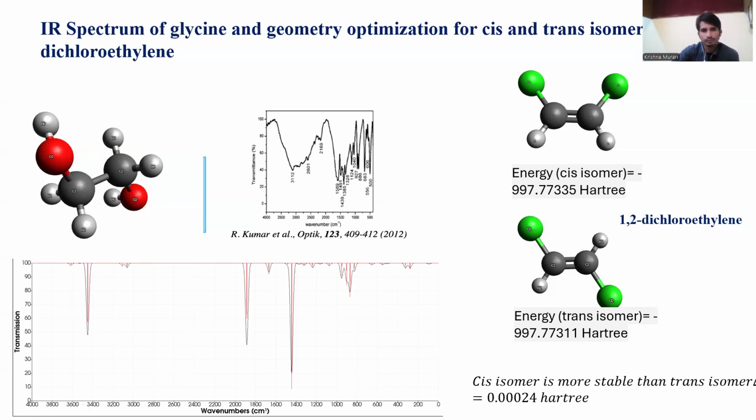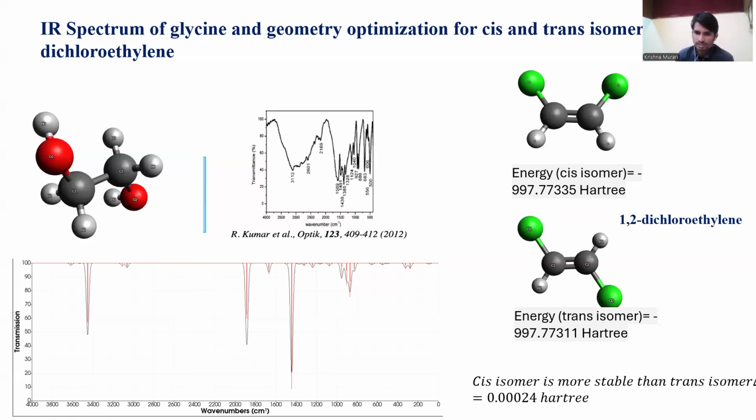Now, I have performed geometry optimization for cis 1,2-dichloroethylene and trans 1,2-dichloroethylene and computed their ground state energy. The ground state energy for the cis isomer was coming out to be minus 997.77335 Hartree, and for the trans isomer it was coming out to be minus 997.77311 Hartree.